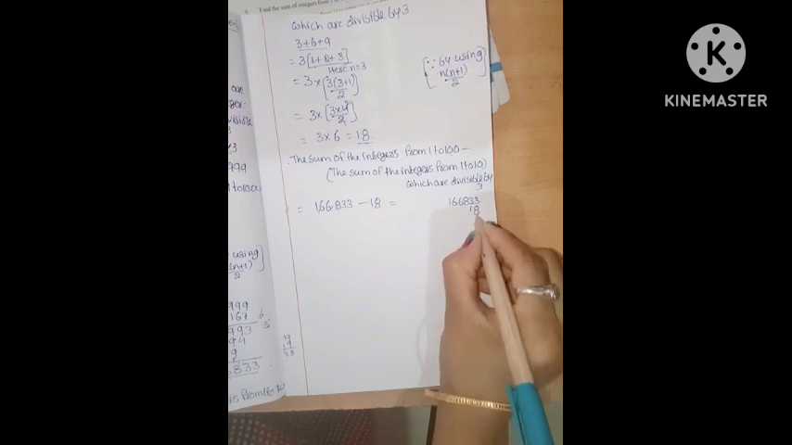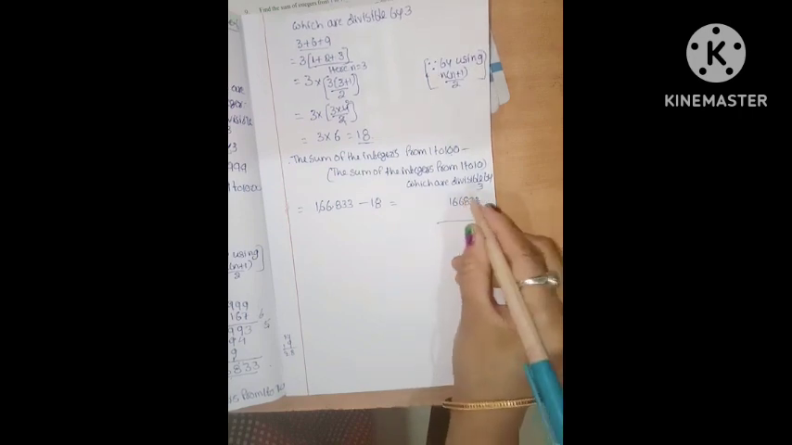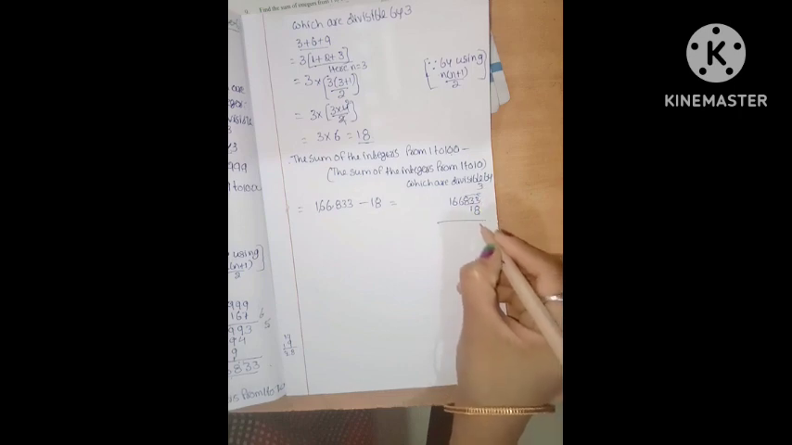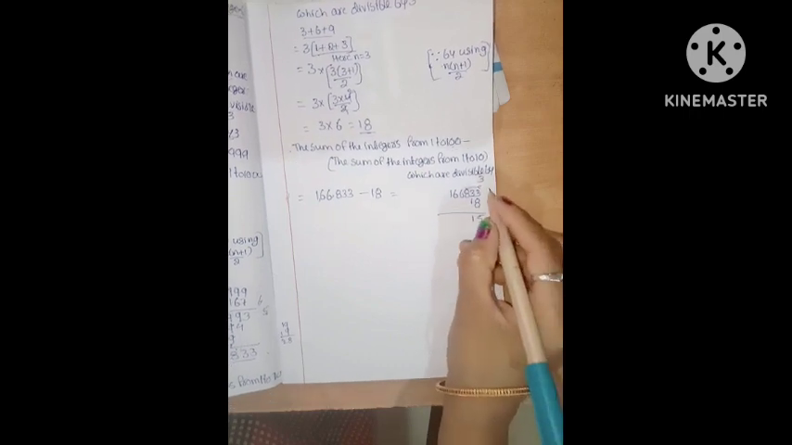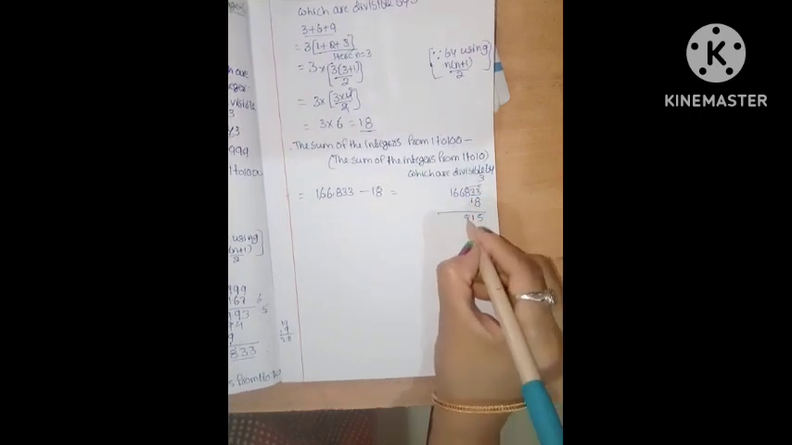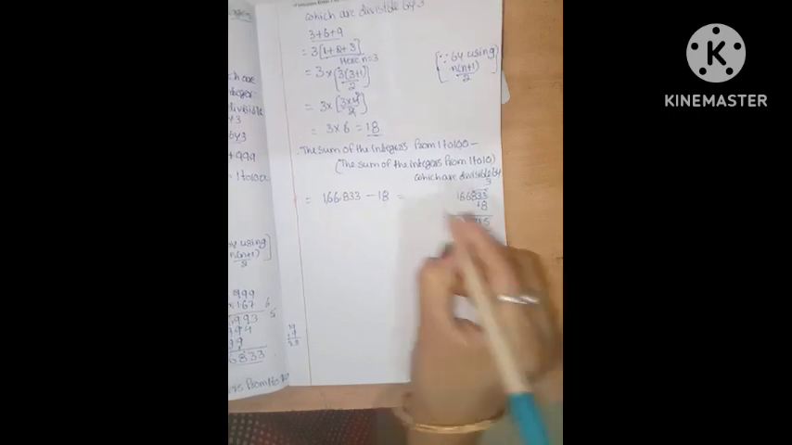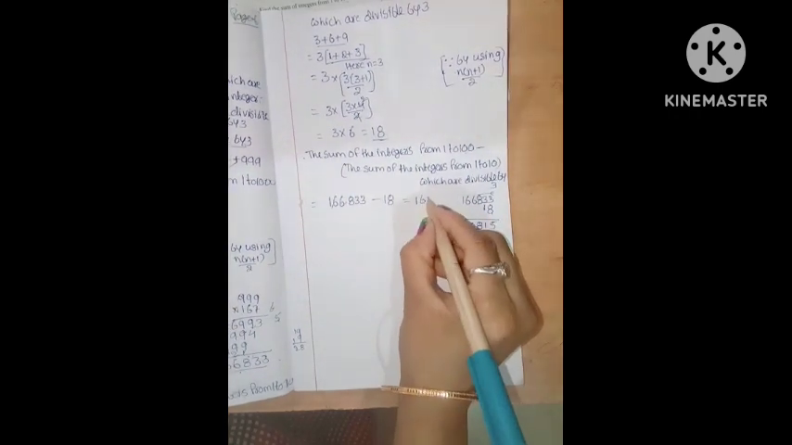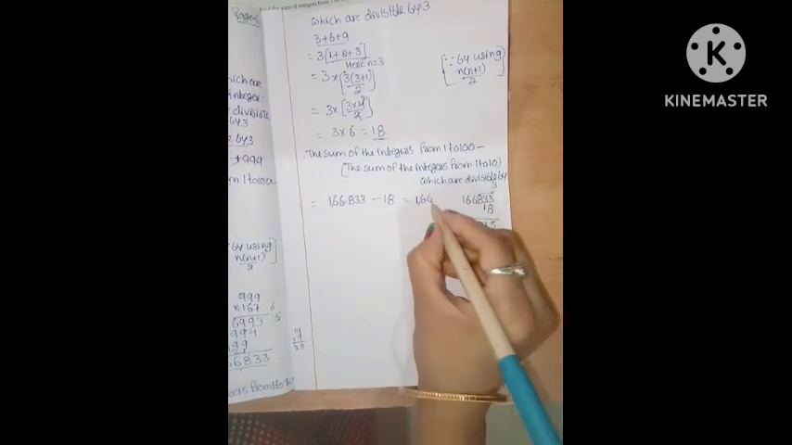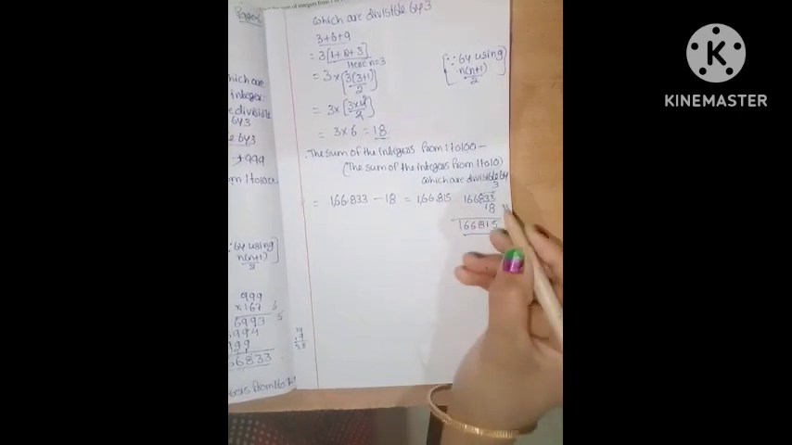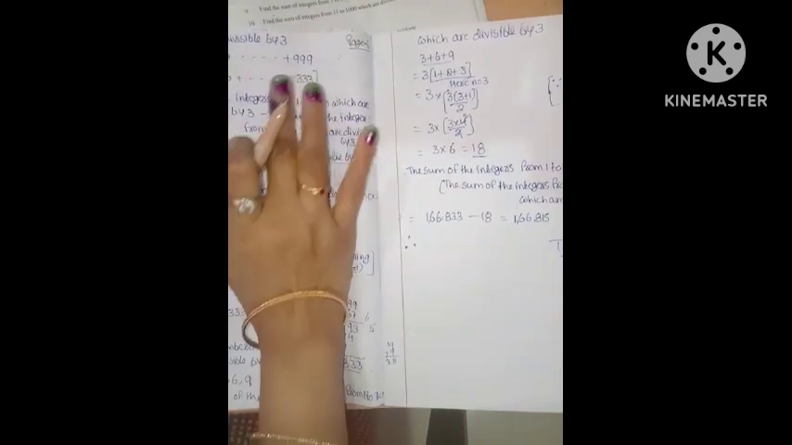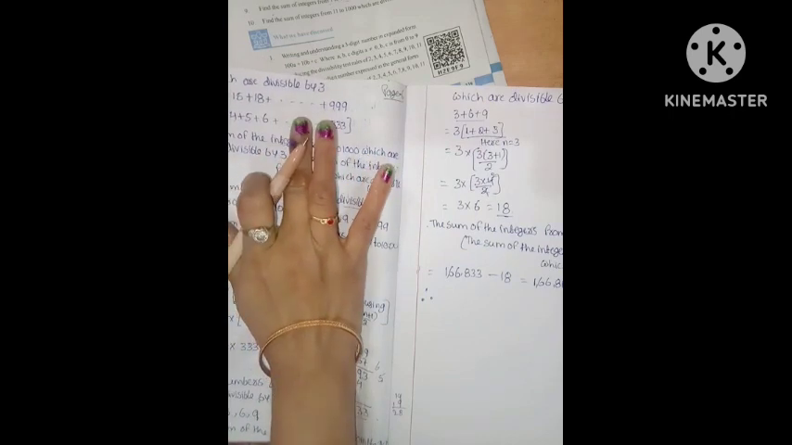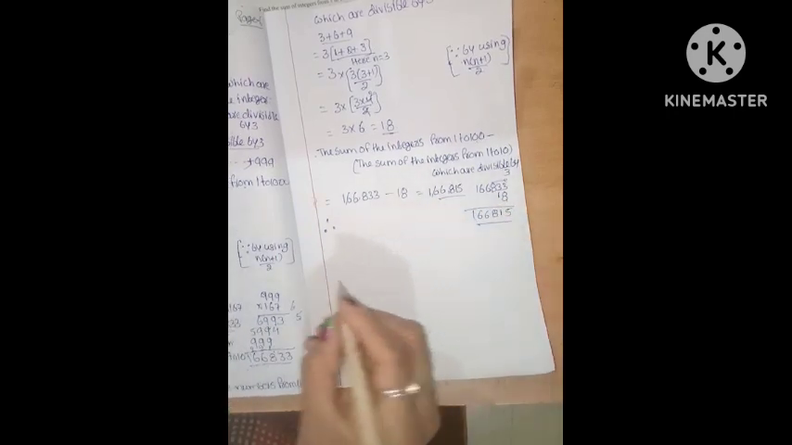18. Borrow: 13 minus 8 is 5. 2 minus 1 is 1. Next 8 minus 1 is 6, 6. Okay, we will get this value, 1,66,815. Okay, this is the final answer. Final answer means this one: the sum of the integers from 11 to 1000 divisible by 3. We will get this one. This is the sum.